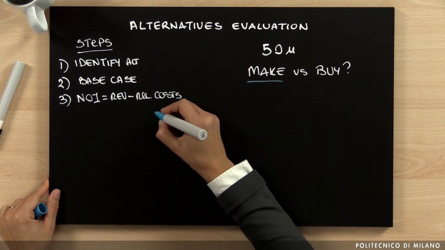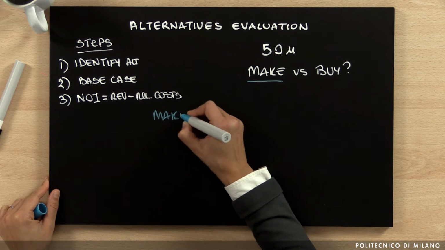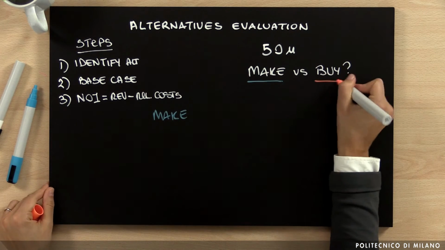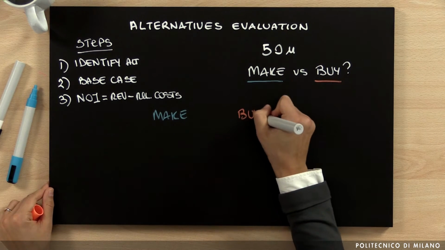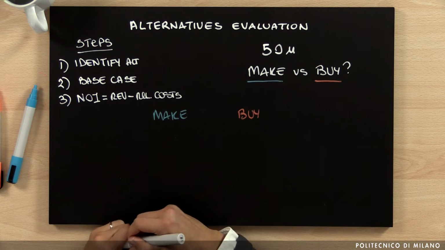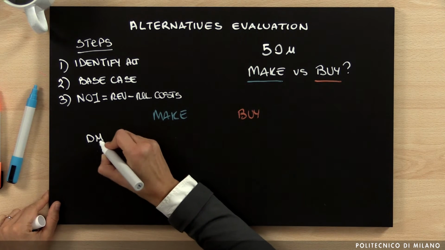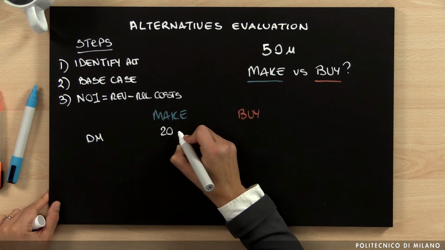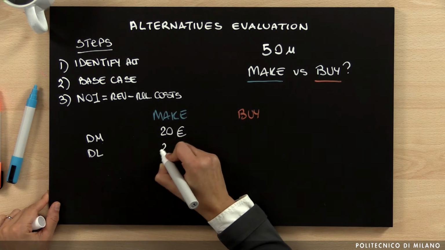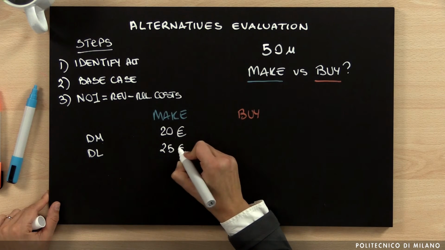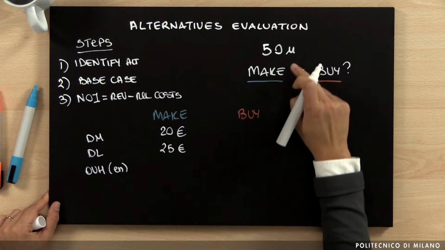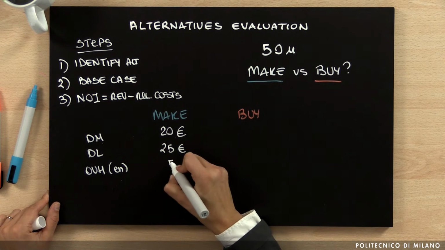We need, of course, some data. We have our make, and then we have our buy alternative. We need to detail them. If we are making the 50 units inside, we have, for example, direct material costs of 20 euros. Then we have direct labor cost, assuming of 25 euros. And then we can have overhead, that can be just the energy cost, in order to realize these 50 units of production, of 5 euros.